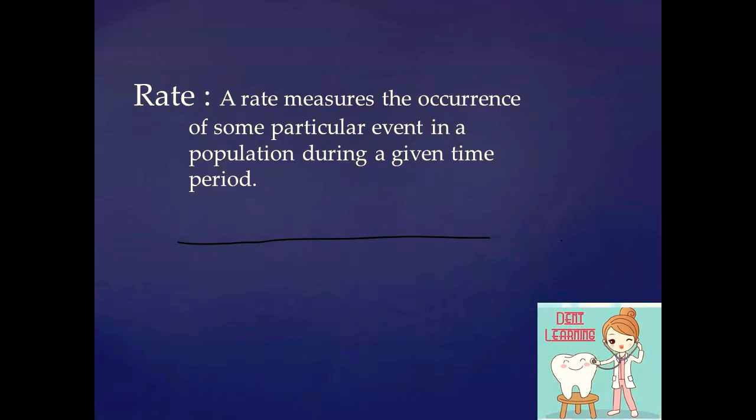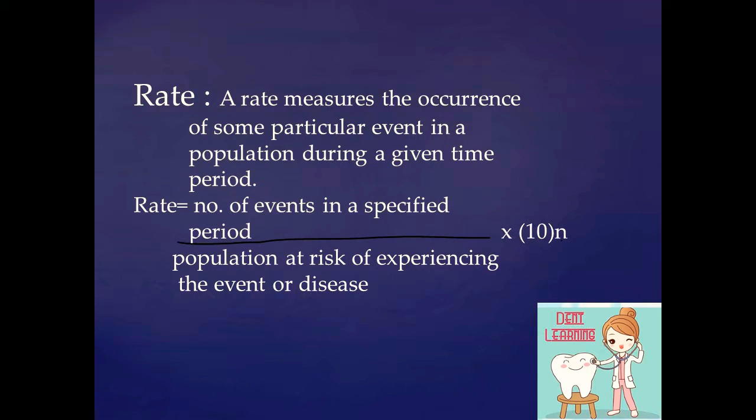What is rate? A rate measures the occurrence of some particular event in a population during a given time period. It is nothing but measuring the occurrence of diseases or deaths in a particular group of people during a particular period of time. It is usually measured using this formula: number of events in a specified period divided by population at risk of experiencing the event or a disease, into 10 to the power of n. It is very important to remember that in rate, the numerator is always a part of the denominator.